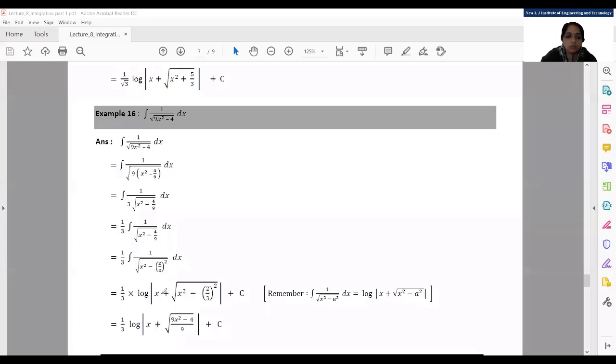one third log x plus under root x square minus a square. Yes, you can also apply direct formula if your given equation is perfect square. Bhushan, yes, you can apply direct formula if you have a perfect square. Now, the x square minus a square, and by applying this formula, our answer will be 1/3 log x plus under root 9x square minus 4 upon 9 plus c.